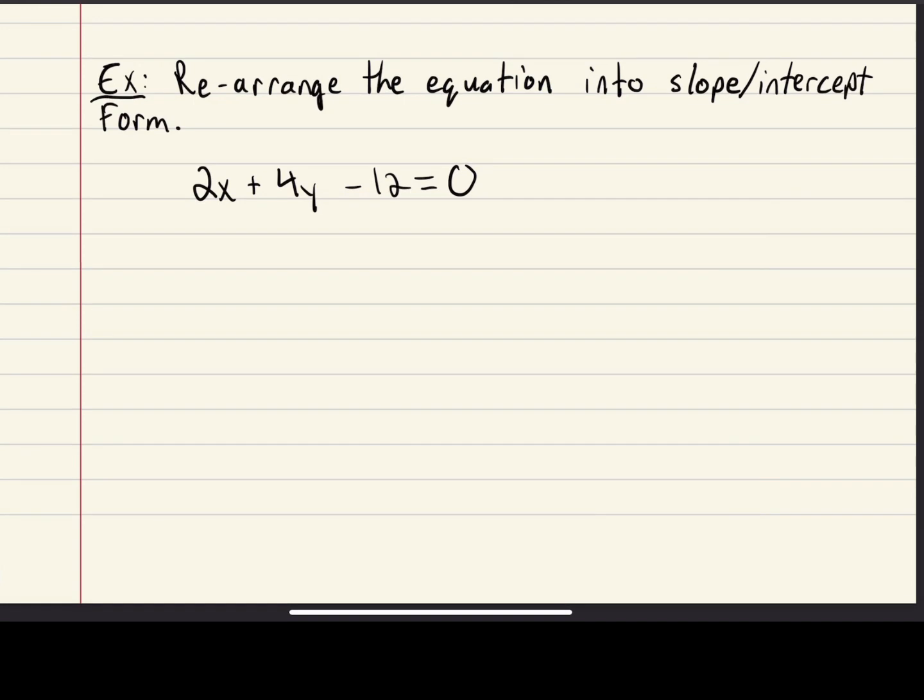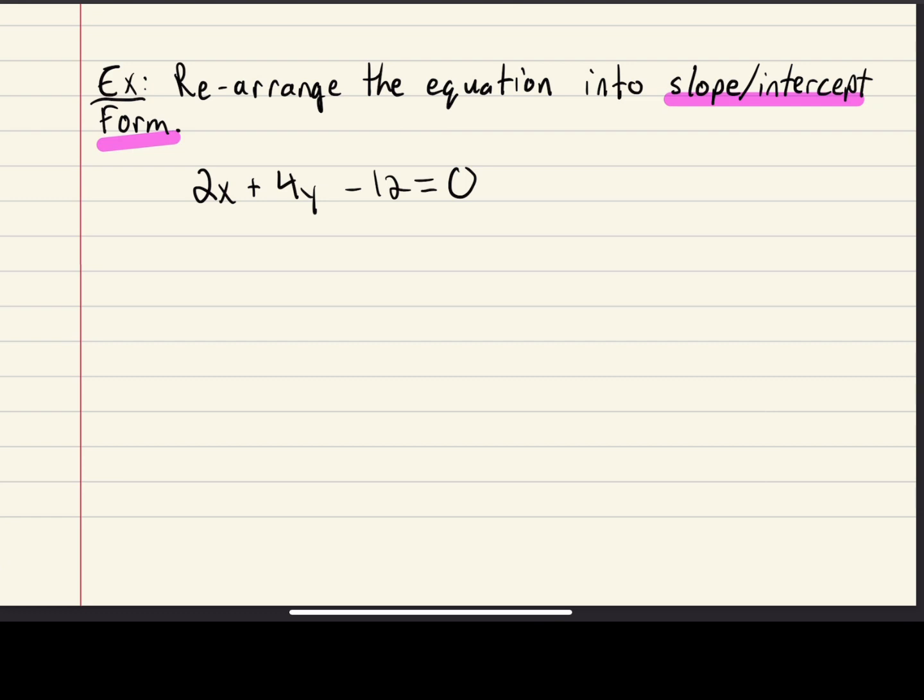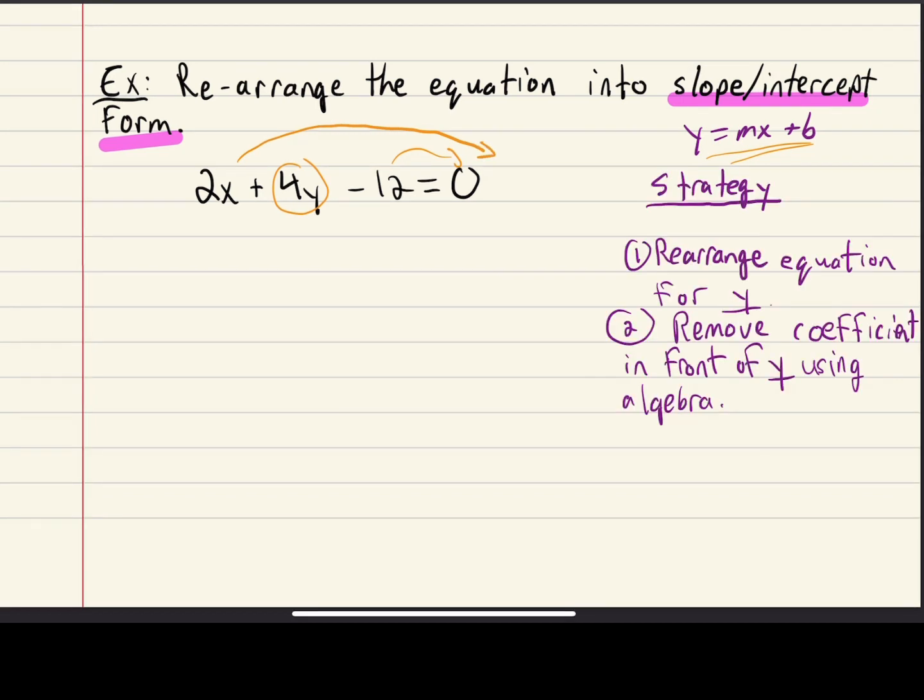So let's say we're asked to rearrange the equation below into slope/y-intercept form. Okay, so remember that slope-intercept form is in the form of y is equal to mx plus b. And so what we're going to do is we're going to make sure that the y is on one side of the equal sign, and then everything else gets placed on the other side of the equal sign. So the strategy here is going to be pretty straightforward. We're going to rearrange the equation for y, which means we're just going to get the y by itself. And then we're going to remove any coefficient in front of y using algebra.